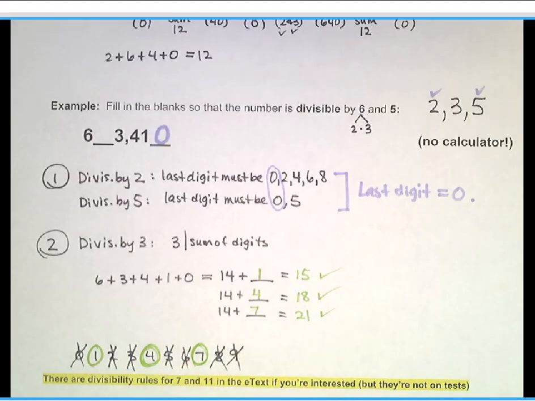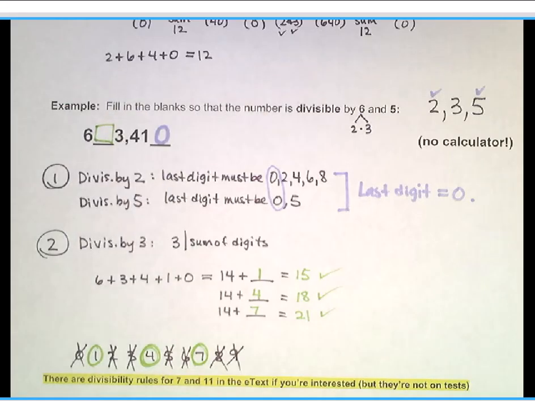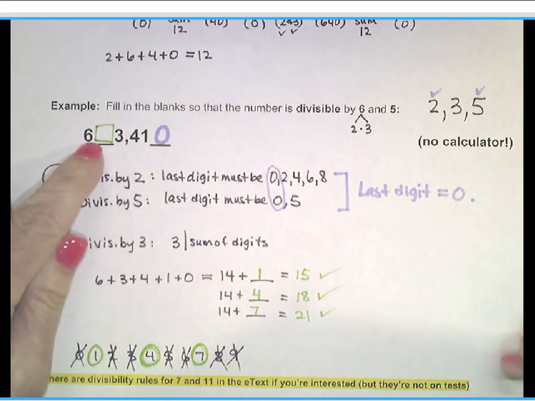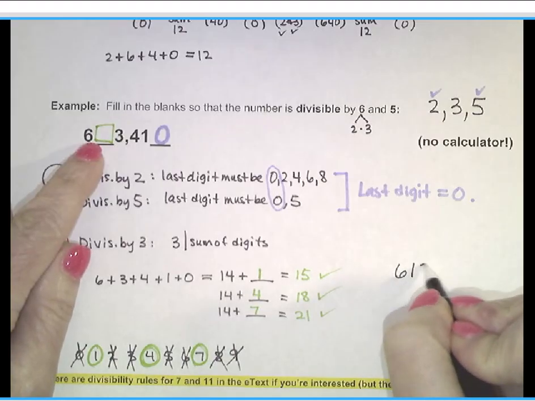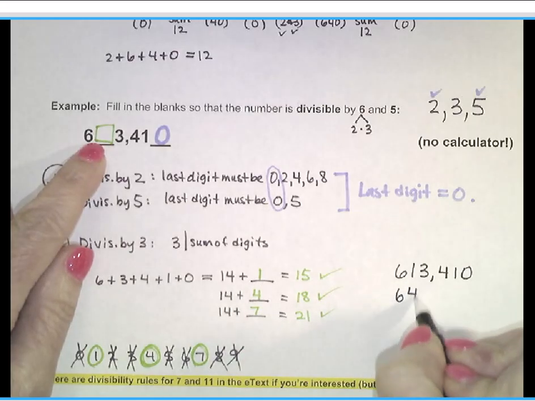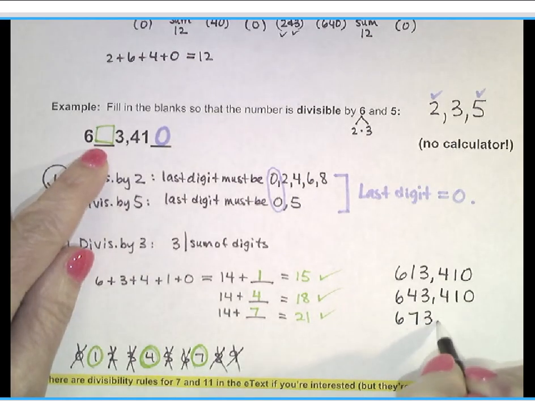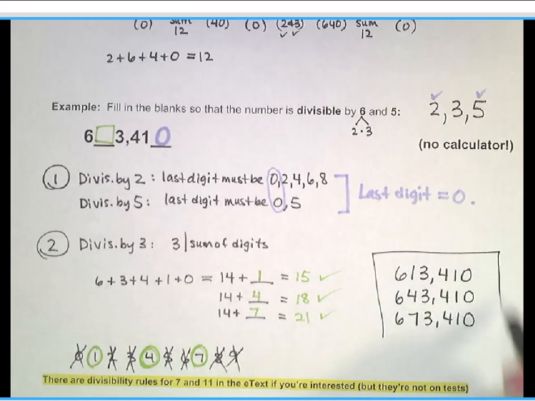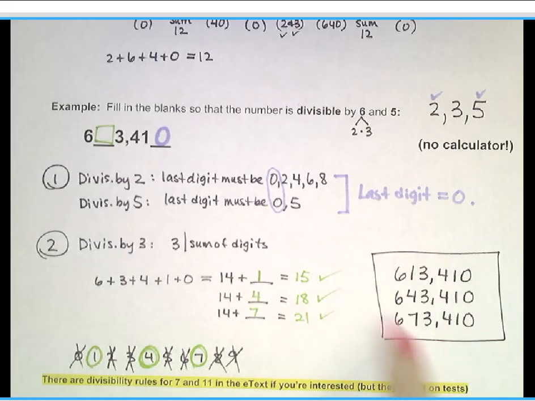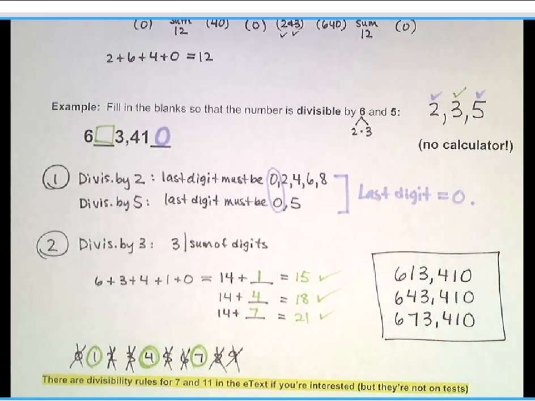So the only possibilities that will work are 1, 4, or 7. So you can fill in this final blank here with either a 1 or a 4 or a 7. So your final answers would look like either 6, 1, 3, where we put a 1 in that second slot, or 6, 4, 3 at the beginning, or 6, 7, 3 at the beginning. But these would be the only answers you could give that satisfied the divisibility rule for 2 and 5 and also 3 at the same time.